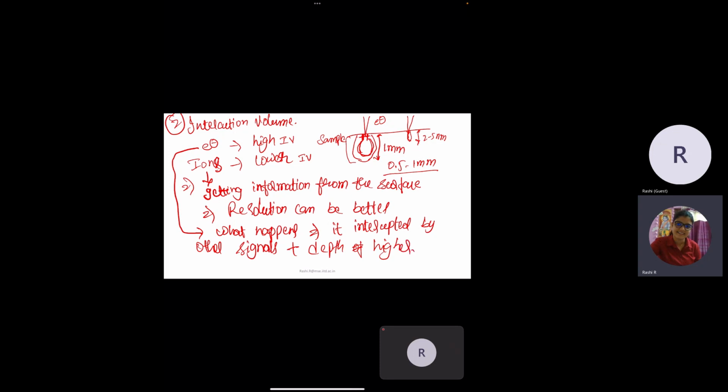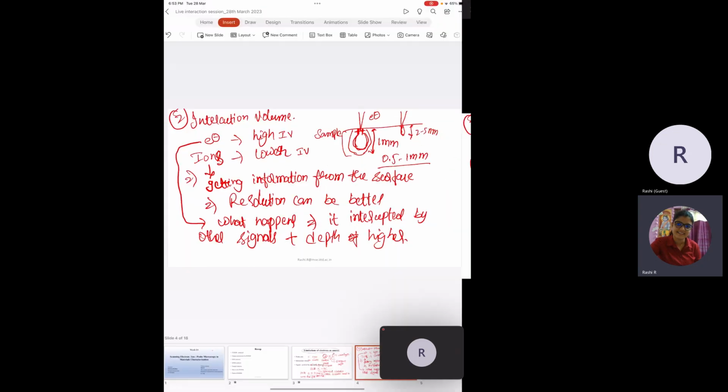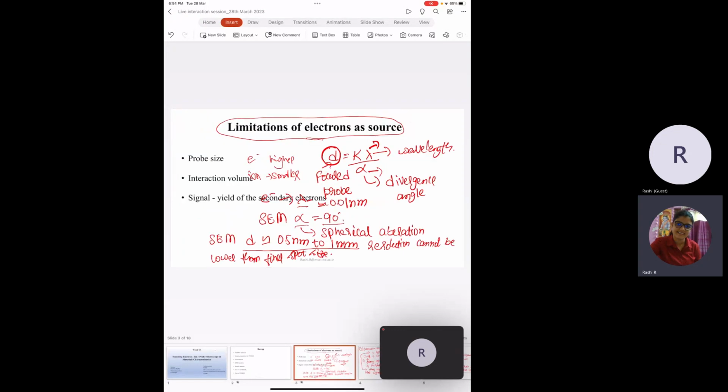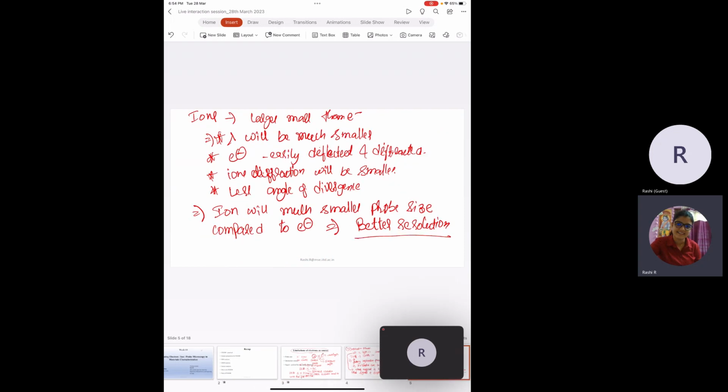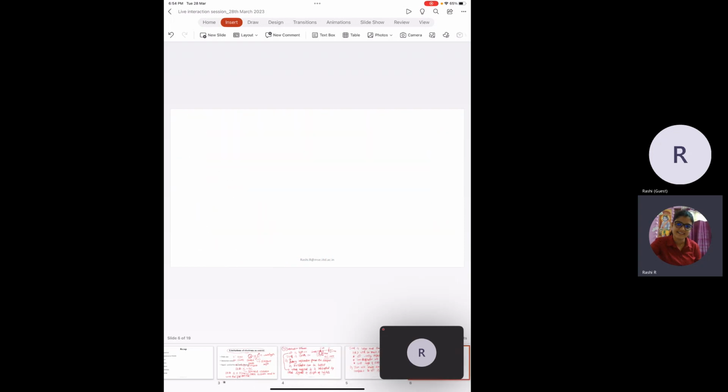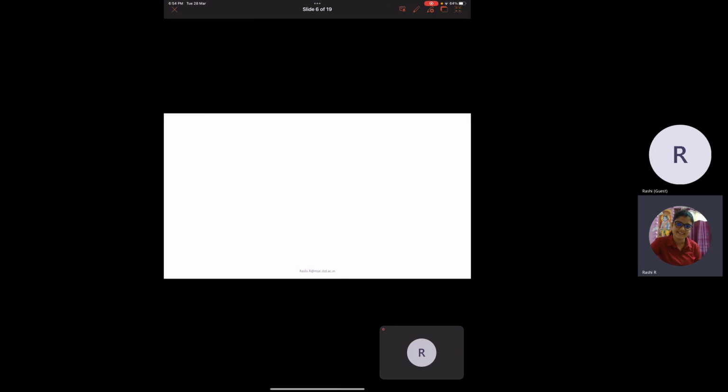So the resolution will be better in the case of an ion microscope rather than an electron microscope. Now, the signal yield of secondary electrons. Yes, that is one more thing that we have to discuss. Okay, let me have one more slide. The third point is that ions are better compared to electrons in the yield of the secondary electron.